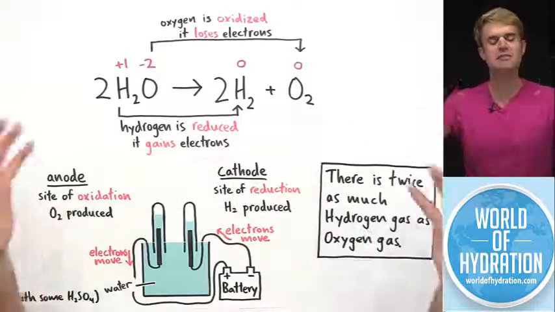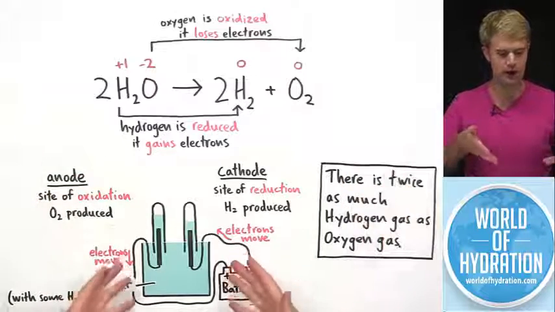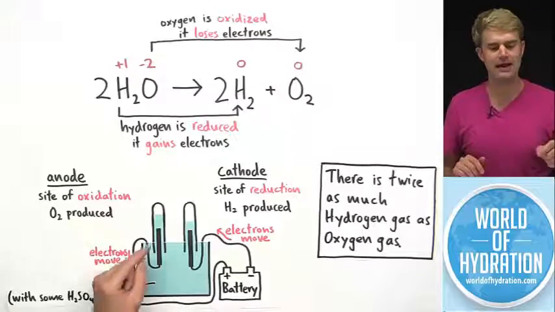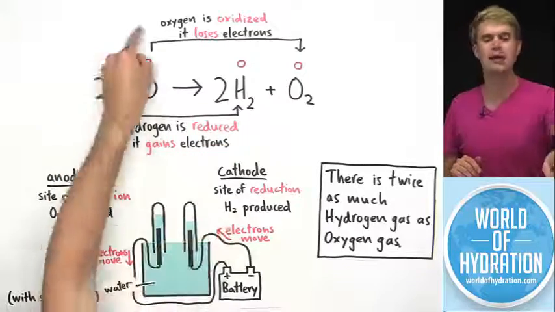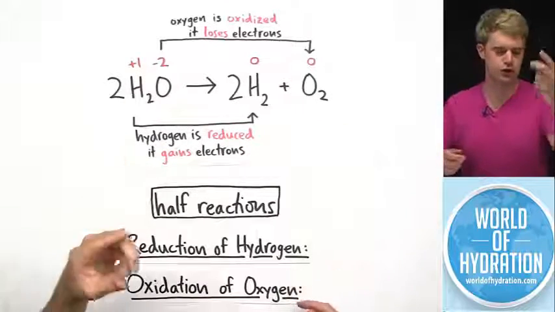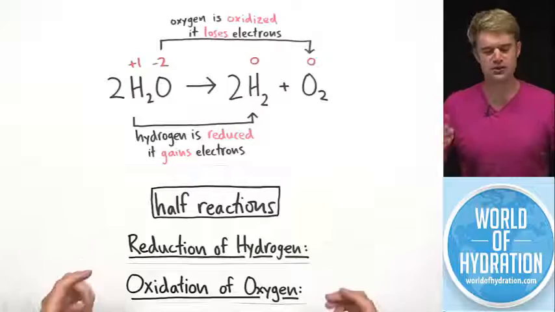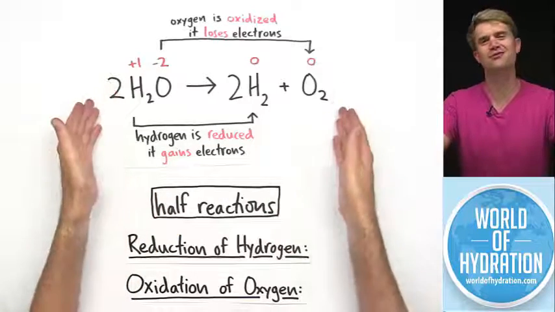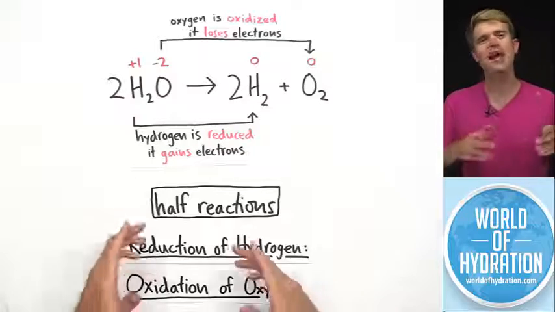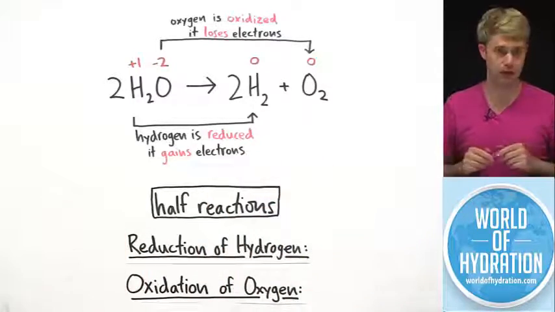Okay, so that's the big picture of how we do electrolysis in the lab and what's going on here in the electrolytic cell. Now let's take a look at the half reactions for the reduction of hydrogen and the oxidation of oxygen. Let's break this process down into the two half reactions that make it up. Now let me just tell you, when it comes to writing half reactions for the electrolysis of water, there are so many different ways to do it. And it seems like every textbook or every teacher has their own way of writing these half reactions.